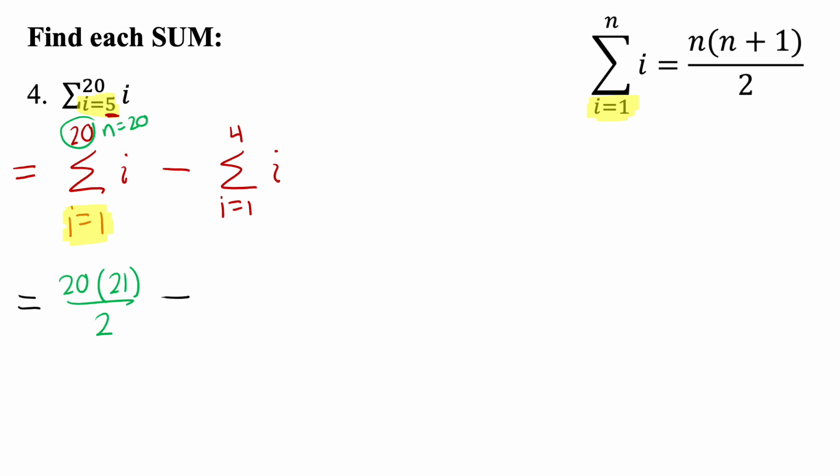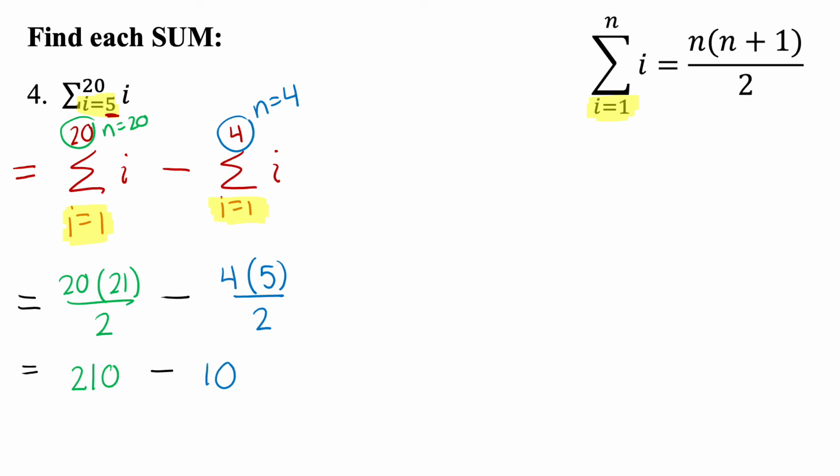And then we're going to subtract, and we can use the summation formula for the second piece, again confirming that i equals 1, so now we are good to go. In this case, n equals 4. So using our formula, we have n, which is 4, times n plus 1, which is 5, over 2. Simplifying, 20 times 21 is 420 divided by 2 gives me 210, minus 4 times 5 is 20 divided by 2 is just 10.